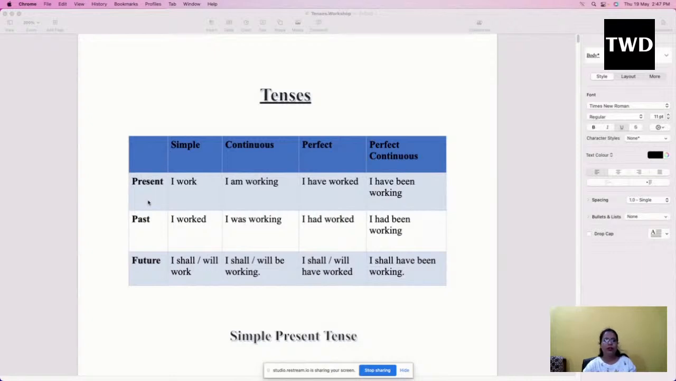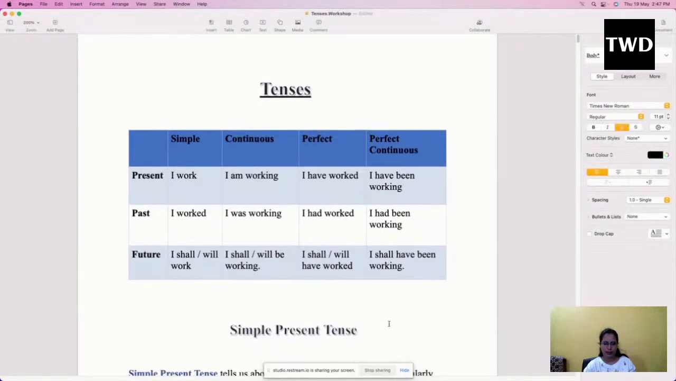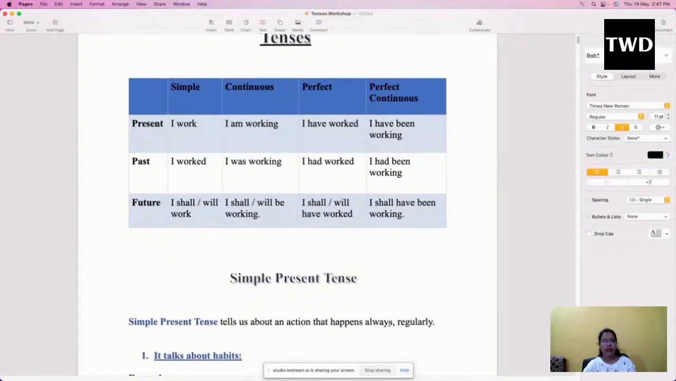So the first thing we are going to see is simple present tense. Yes. So yesterday we did subject verb agreement. If you remember, we said that the subject must agree with the verb. Now this rule is applicable whenever you are framing sentences under simple present tense.